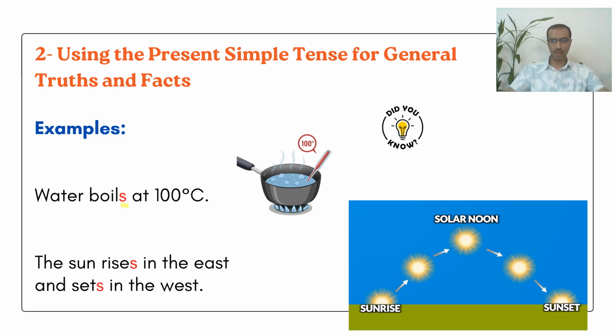The sun rises in the east, as you see. So every day the sun rises in the east. So we add s at the end as well, and sets in the west. Again, don't forget, you have to focus on two things here: using the present simple tense for general truths and facts, but at the same time, we have to maintain the subject-verb agreement by adding s when the subject is singular. Okay.